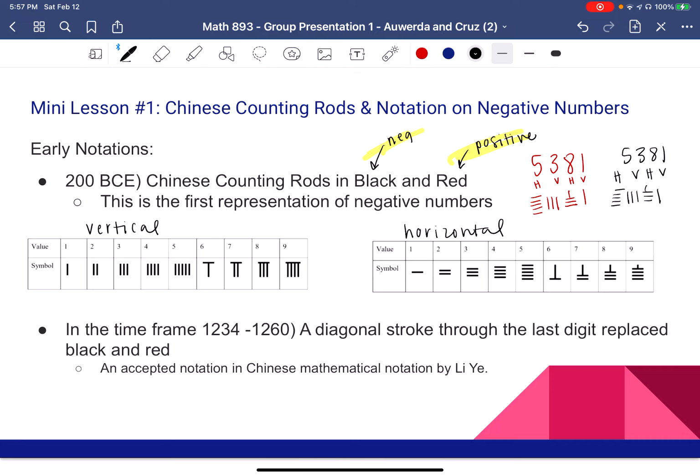So if we were to use 5,381 again, we would still use the horizontal 5, vertical 3, horizontal 8, and vertical 1. The only thing now is if this was negative, I would draw a diagonal stroke through the last digit. And that was a notation by Li Yi.